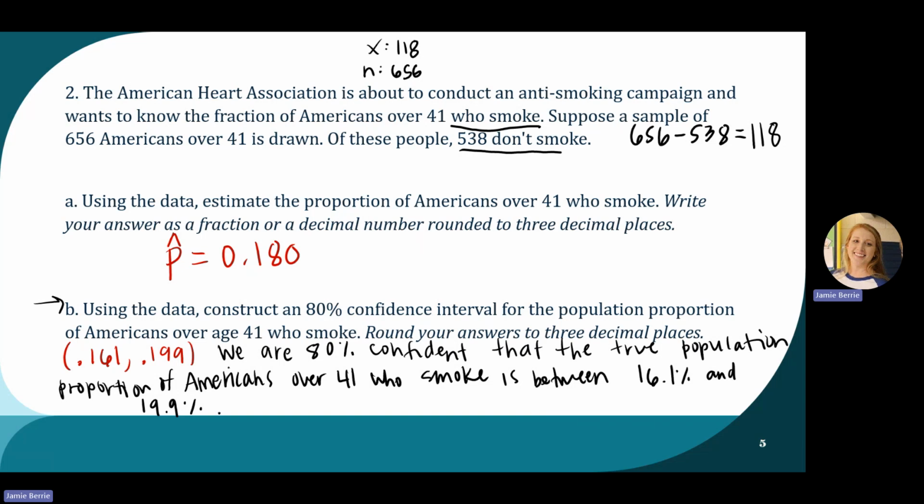And once again, if you're good at English or literature, whatever, you're probably cringing at this sentence, but I'm sure you could word it better. Which would be totally fine as long as you get the template down, the confidence level, the description of the variable, and then the values. You can word it however you want to.